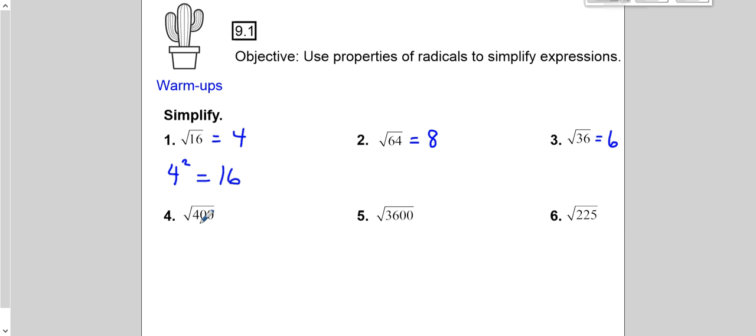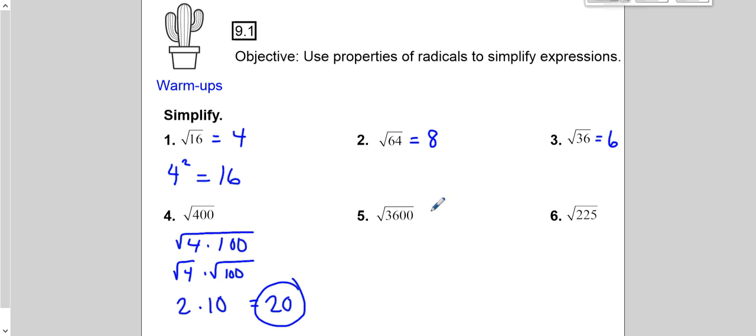So what we can do with this is 400 is the same as 4 times 100. What's the square root of 4? And what's the square root of 100? And then we can do 2 times 10. 20.